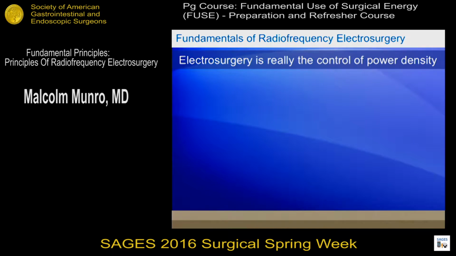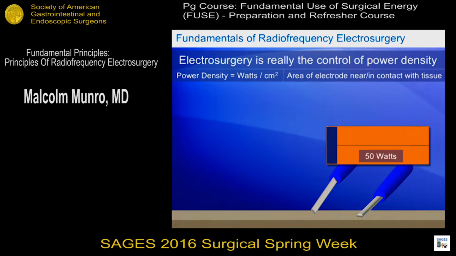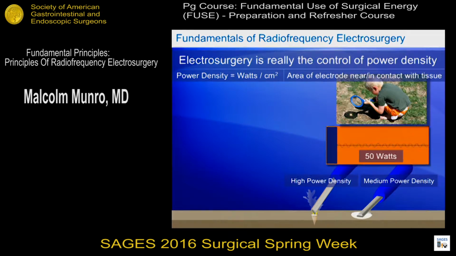It's not setting some output, be it coag or cut. What it is, it's focusing. So we call this power density or current density, and it's the area of the electrode near to or in contact with the tissue. If you take a blade of your monopolar instrument, and you take the side of it, then take the same instrument and use the edge, the edge will create a higher current density. So at the same low voltage output, one with high power density will get vaporization, one with medium power density will get coagulation.